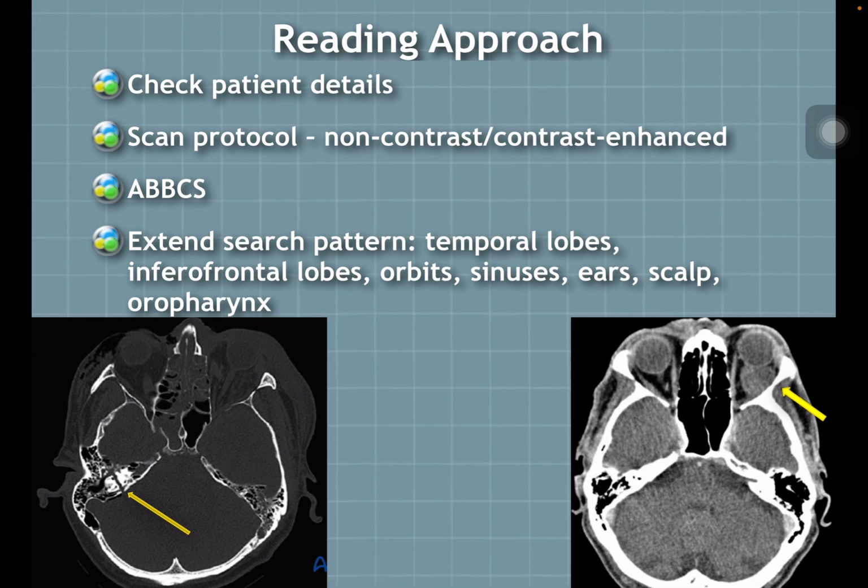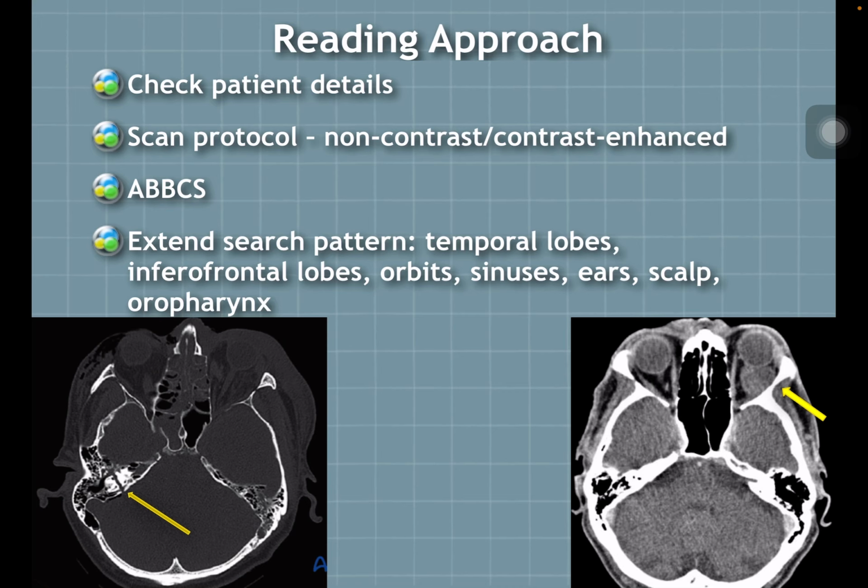So before we start reviewing a CT brain, first we make sure it belongs to the correct patient. Then we check if it is a non-enhanced or enhanced CT study. So there is a mnemonic to help review the CT brain in a systematic way, ABBCS, which I will go through a minute later. And don't forget to use the bone window to look at bones.